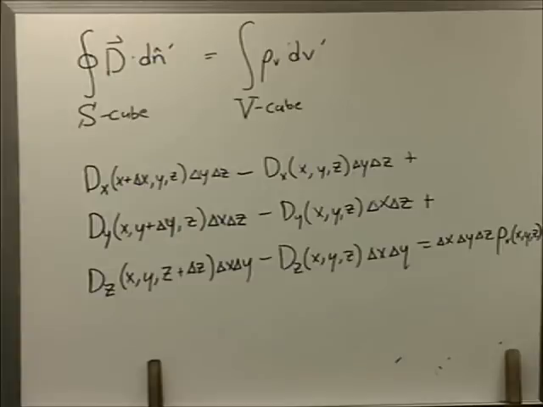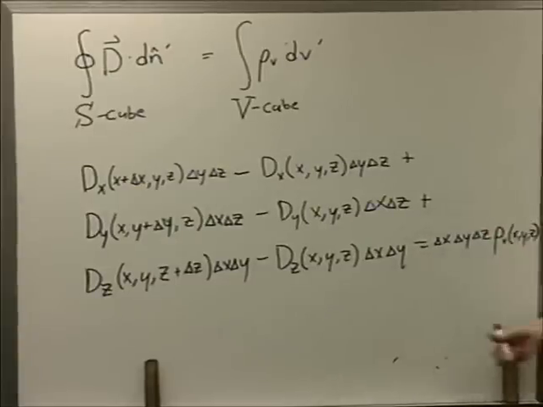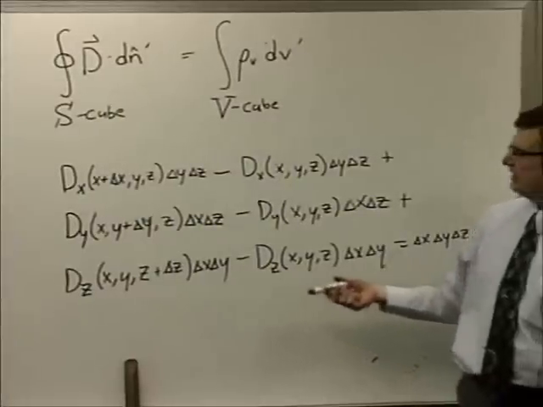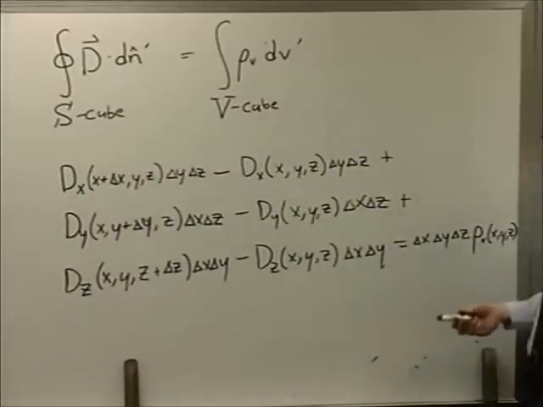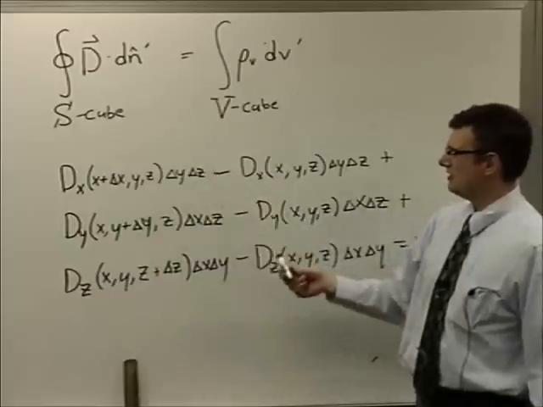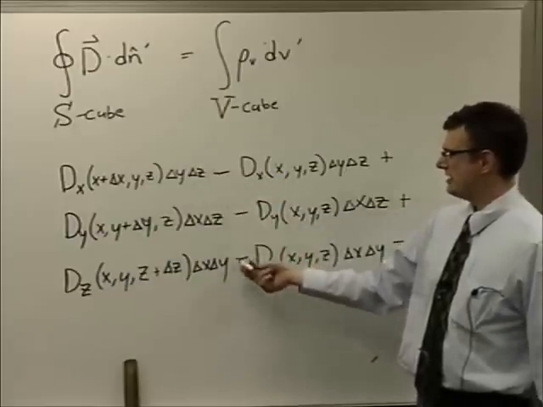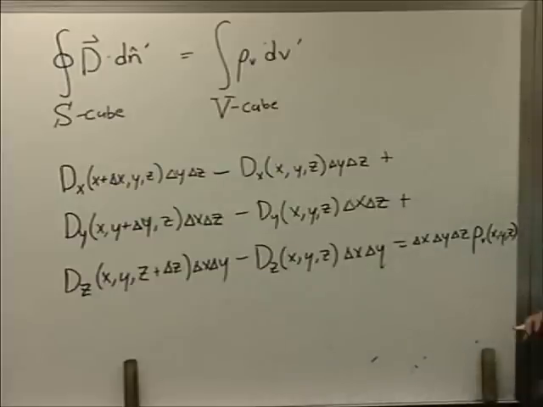So first of all, I have this nasty equation, that at least I was able to integrate without doing any real calculus. The net flux through the x direction, the net flux through the y, and the net flux through the z. And to simplify, I'm going to divide both sides by delta x, delta y, delta z.